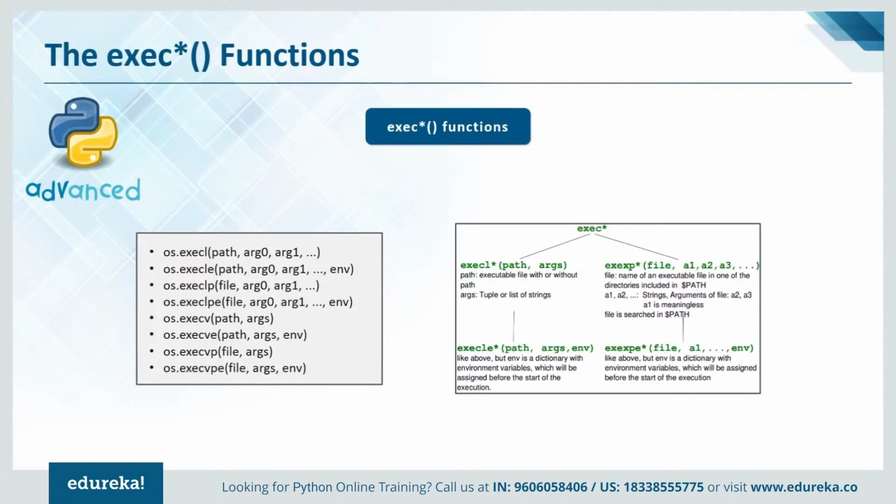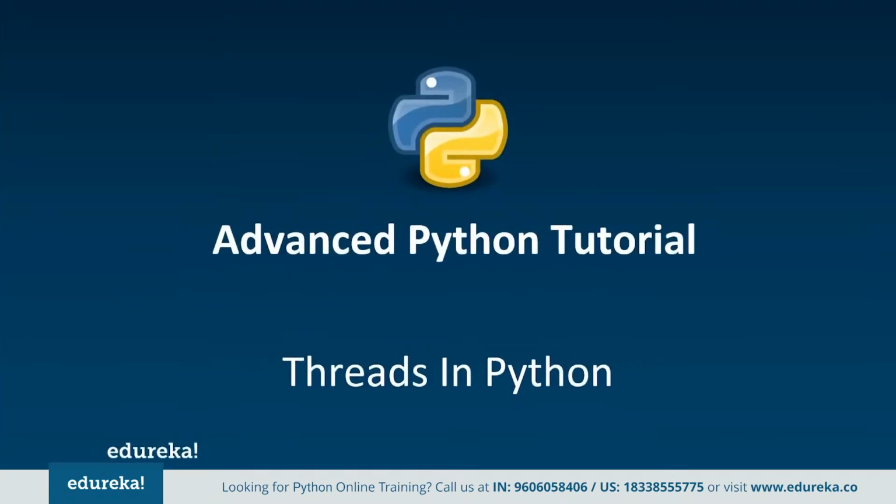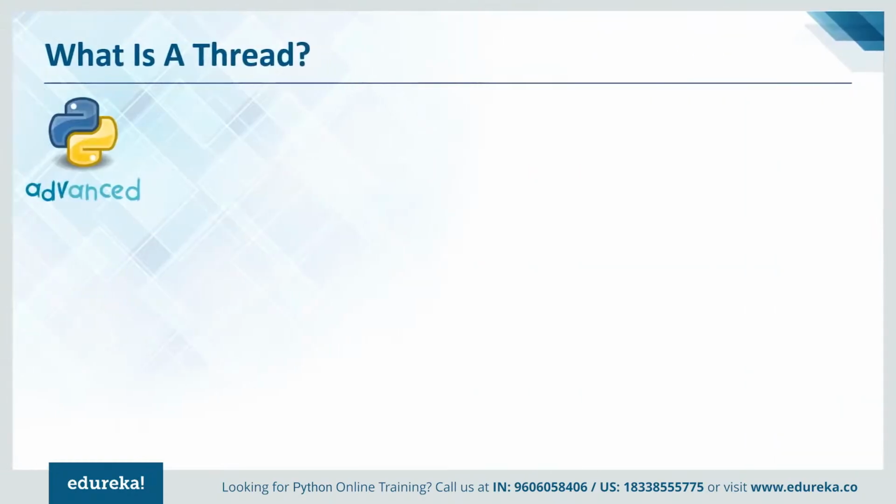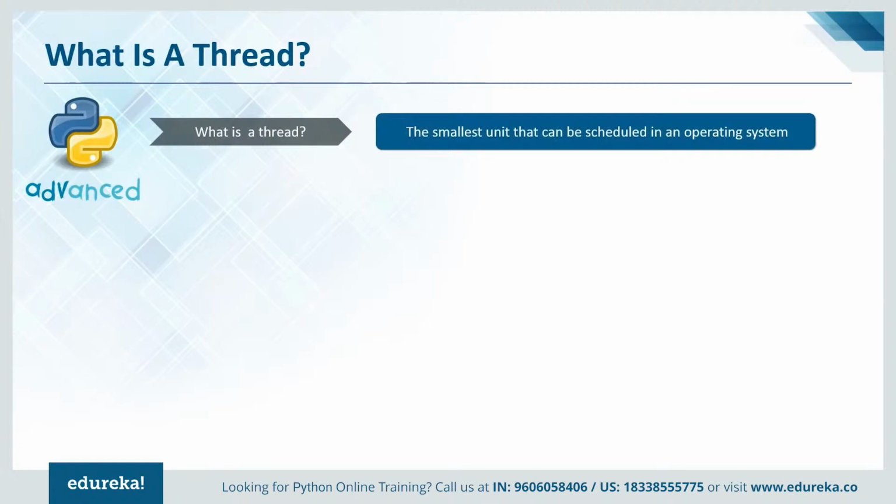Now that we're done with exec functions, let us quickly look at threads. We look at how we can work with threads in Python, and it is pretty simple, guys. So what is a thread? A thread, also called a thread of execution in many cases, is defined in computer science as the smallest unit which can be scheduled in any operating system.